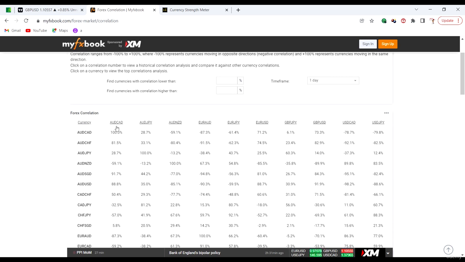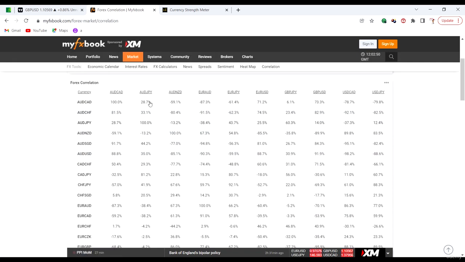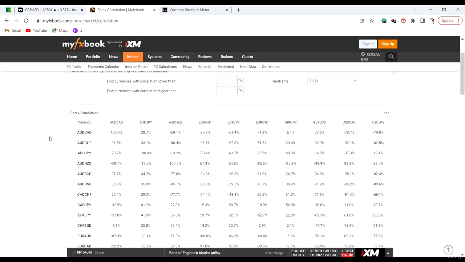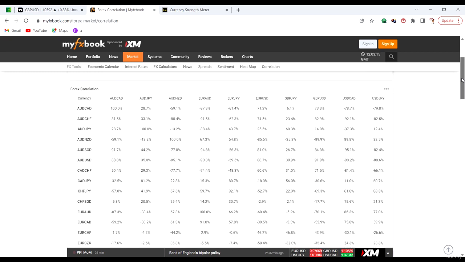We can see AUD CAD and AUD CAD, which are positively correlated, of course, because they are the same currencies. We have AUD JPY and AUD CAD. They are 28.7% correlated. We have AUD JPY and AUD CHF, which are 33.1% correlated. So you don't have to worry about the little ones. The correlation values you have to worry about are values of about 80% upwards. Let's just say 75% or 80% upwards. The stronger the correlation, the more damage it can have on your risk exposure.